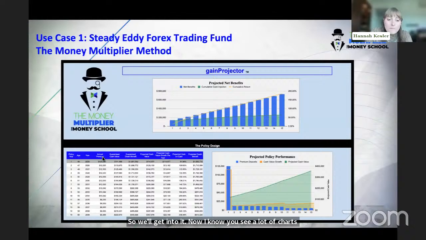Really what I want you to pay attention to is this bottom left-hand chart right here. And I know you see a boatload of numbers, but I'm going to keep it super easy. The only two columns I want you to look at are this annual premium and this cash growth year by year column. So annual premium and cash growth year by year.